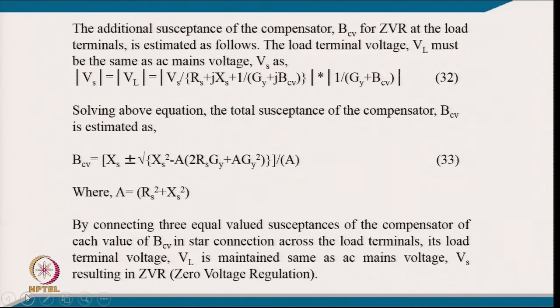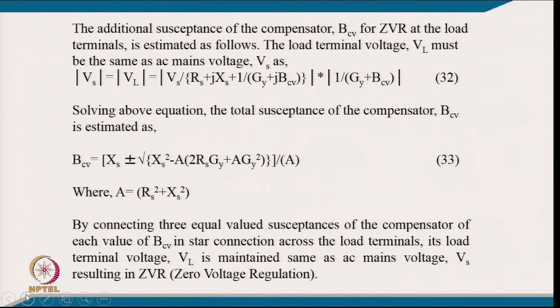The additional susceptance of the compensator BCV for ZVR at the load terminal is estimated as follows. The load terminal voltage VL must be the same as the AC voltage, which we already did for single phase: magnitude of Vs equal to magnitude of VL. We can find VL in terms of Vs and the parameters of the compensator, load and line. Solving this equation, the susceptance can be found in the same manner as before: Xs plus or minus the square root of Xs square minus A bracket 2 Rs GY plus A GY square, and then divided by A, where A is the magnitude of the source impedance, Rs square plus Xs square.